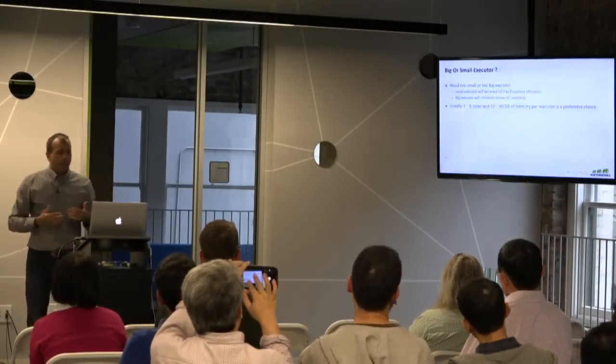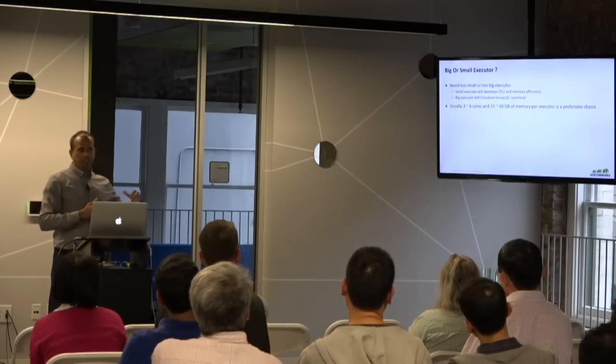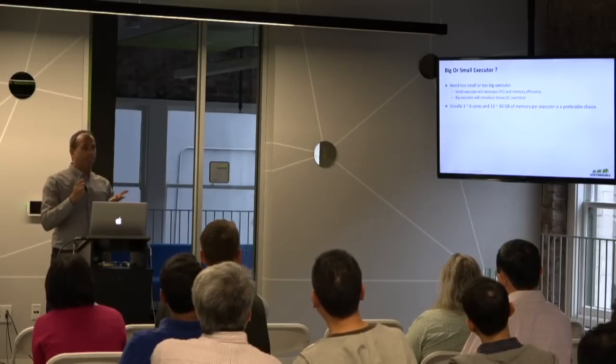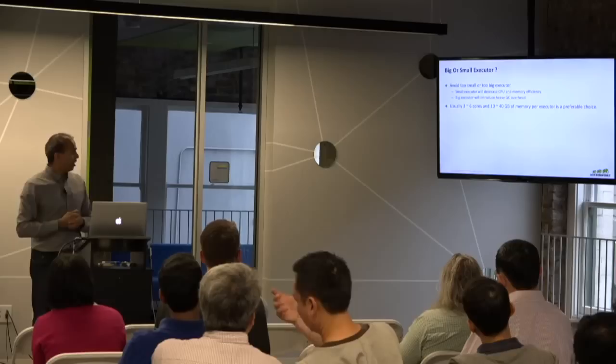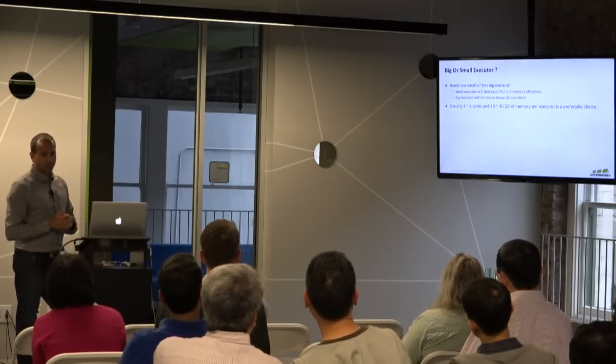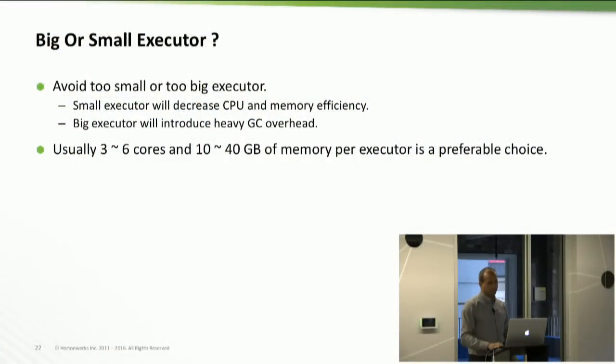So what is the takeaway? Unless you have a specific reason, avoid a really big executor and avoid a really small executor. The happy medium is somewhere along 10 to 40 GB of memory per executor and 3 to 6 cores per executor. This is a preferable choice. If you have a really big executor, what happens? There is excessive garbage collection. And I think with off-heap storage, some of this may change, and we may have to redo all these tests as well. But for now, that's the best thing. If you have a lot of small executors, you're not taking advantage of the memory efficiency.